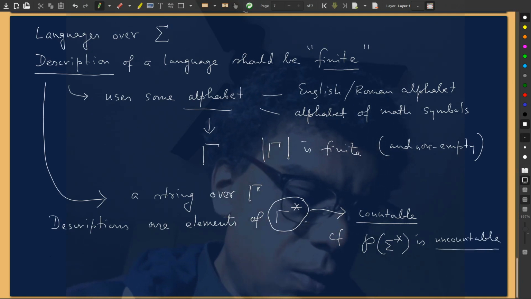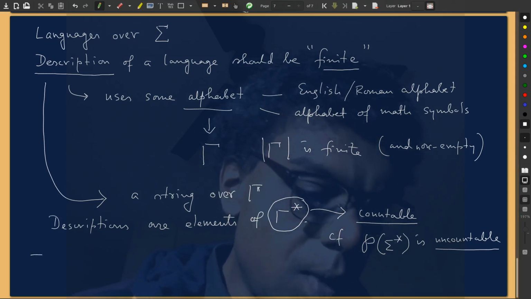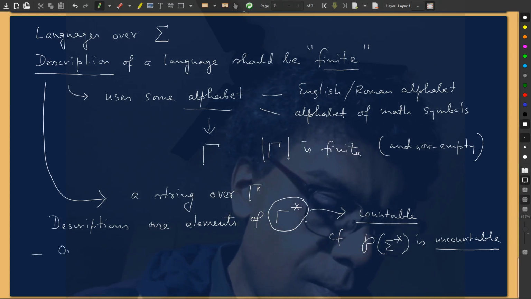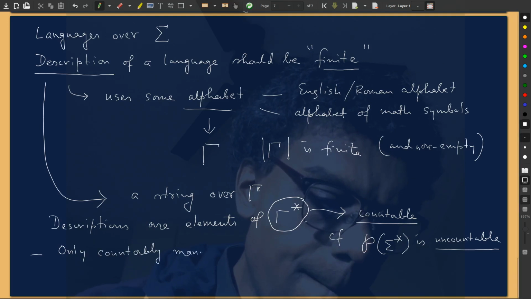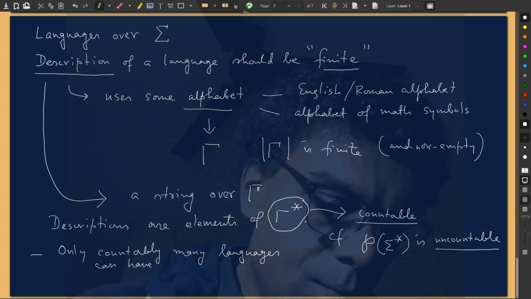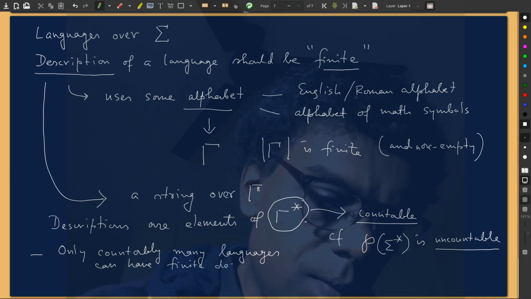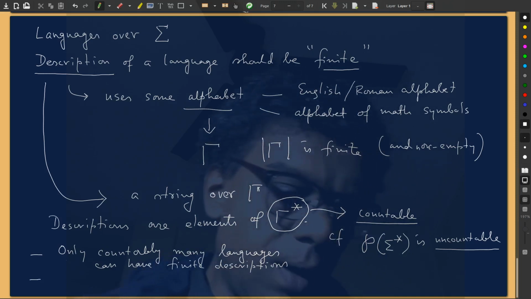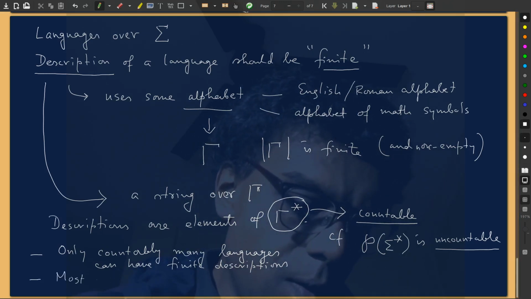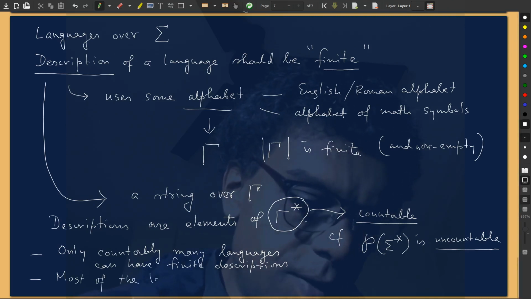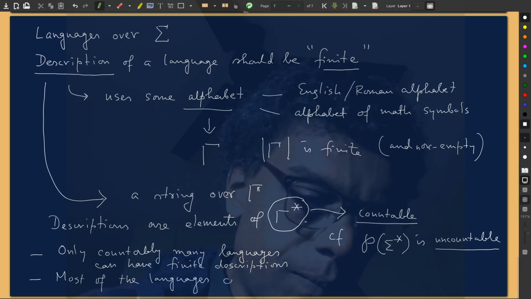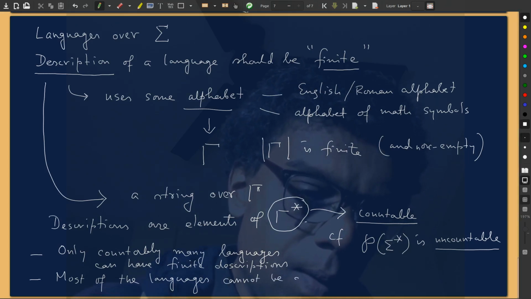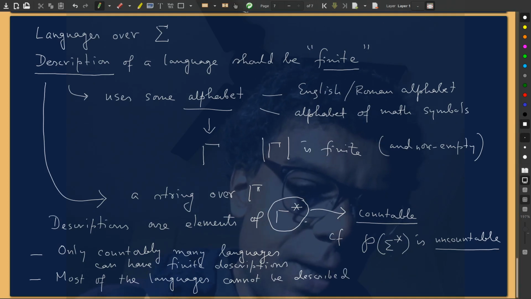Okay. So the implication of these two facts is that only countably many languages can have finite descriptions. And this means actually that an uncountable number of, that is, most of the languages cannot be described in a finite amount of space.